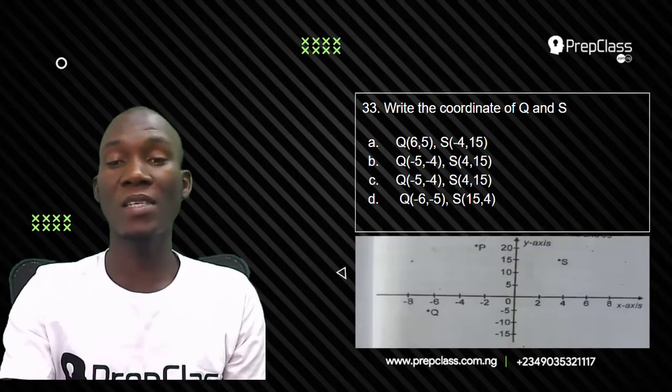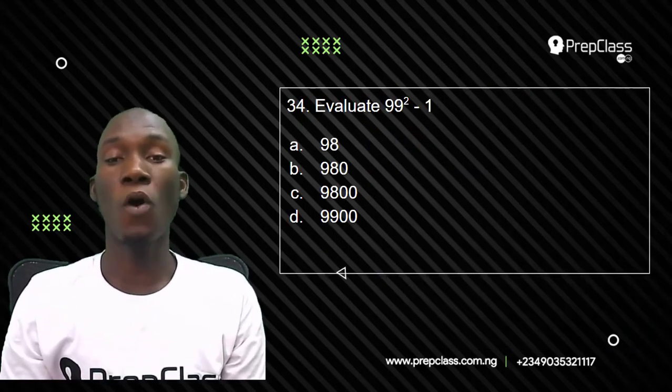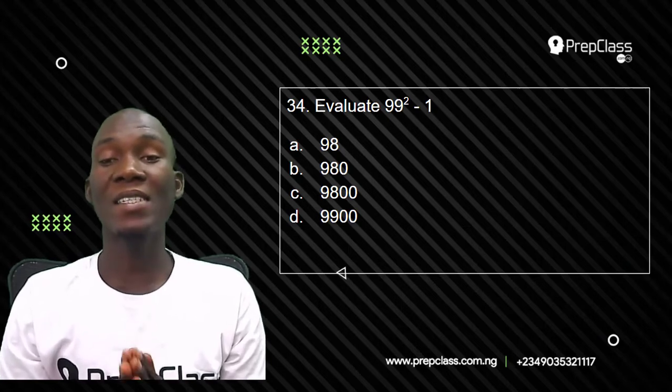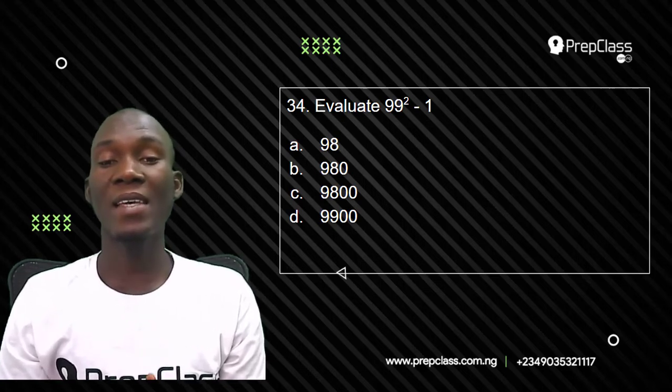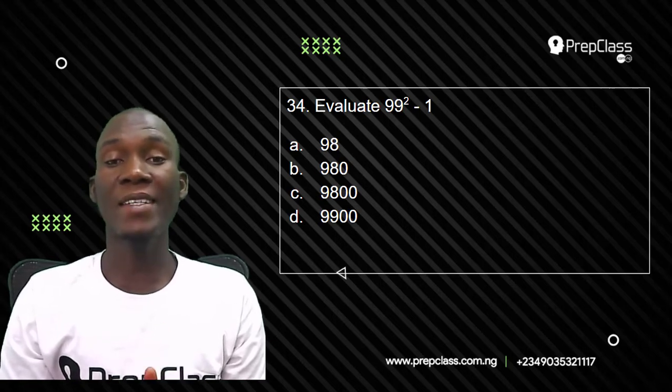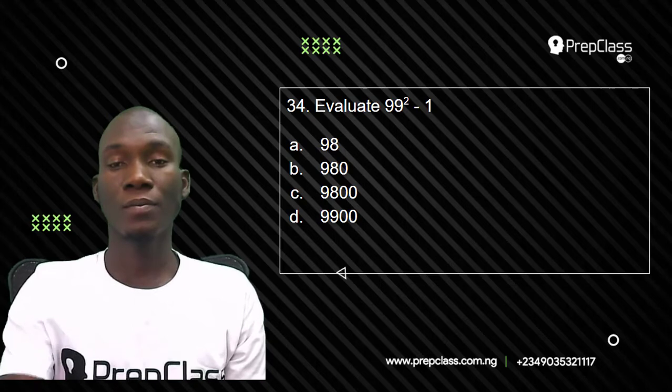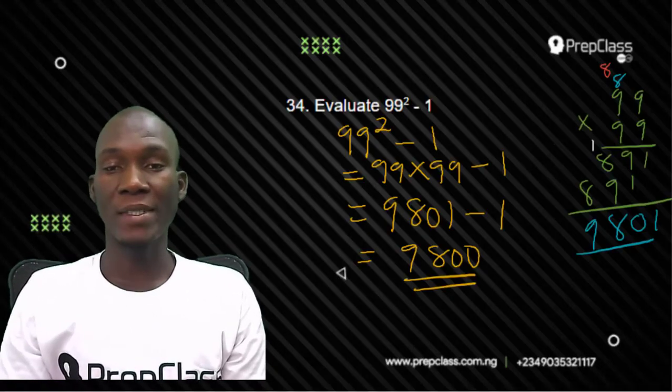So we move to the next question. Question number 34. Evaluate 99 squared minus 1. A. 98. B. 980. C. 9800. D. 9900.